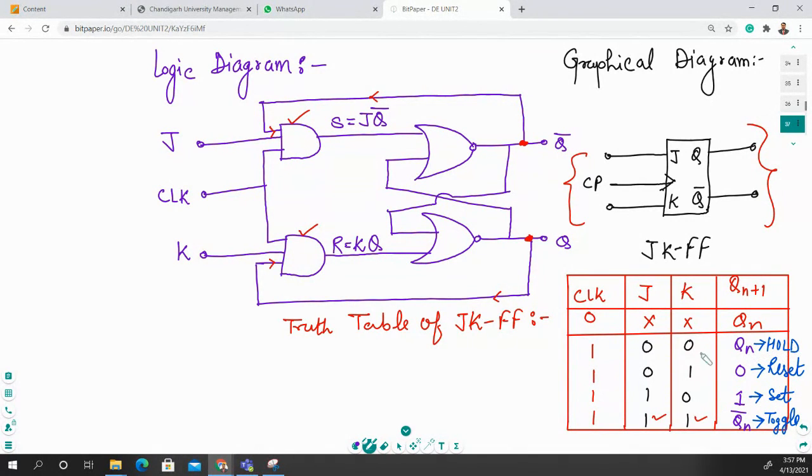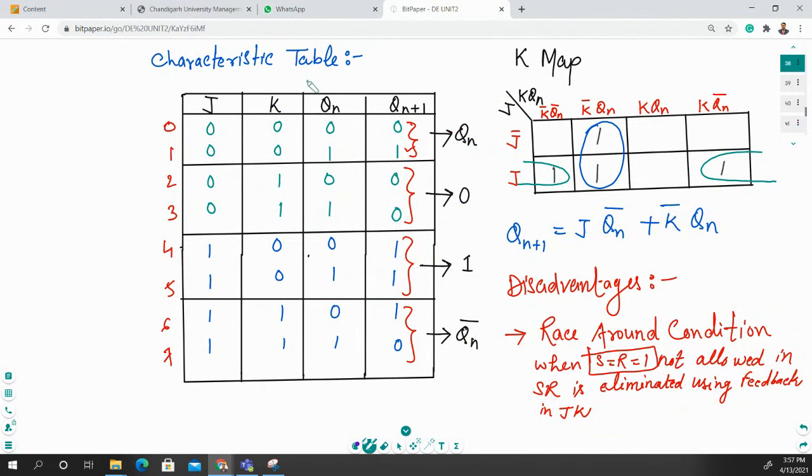The first output, Qn, is the hold. That means 0 0 stands for the hold. So we have derived the characteristics table for this JK type flip flop. As you can see, we have 3 inputs, and how many possible combinations are there? There are 8 possible combinations, and you can write all these values right from 0, so this is 0 1 2 3 4 5 6 7. According to this, you have to design the output, or we can say the next state. So this Qn plus 1 is your next state.